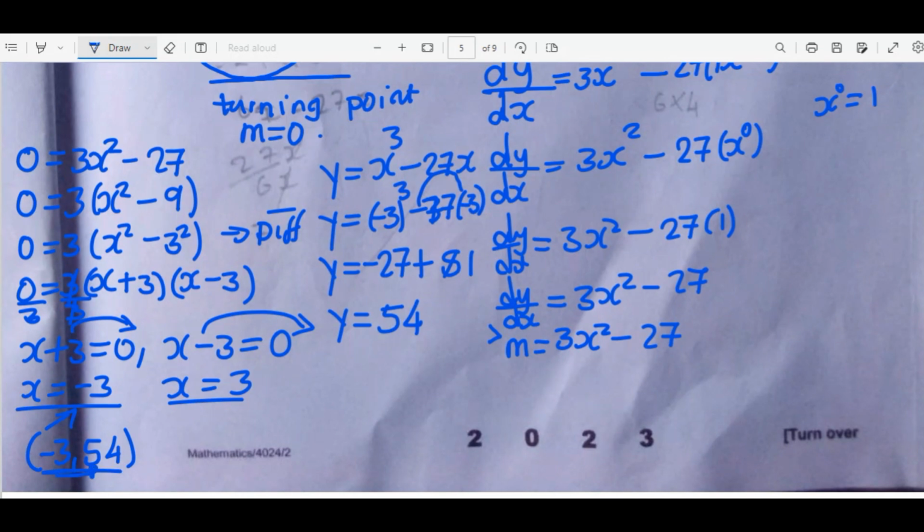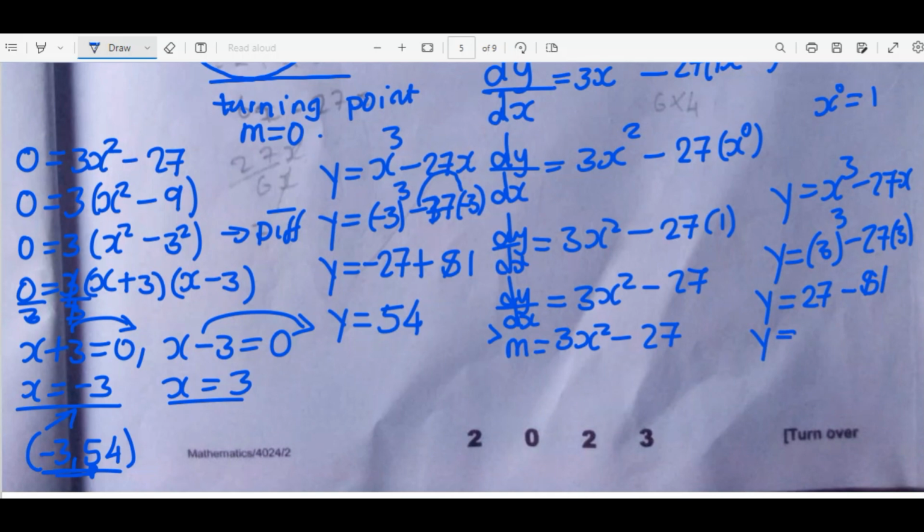Then we need to find the second one. For the second one, we use y is equal to x cubed minus 27x. This time, where there is x, we substitute positive 3. So 3 cubed is 27, minus 27 times 3 is 81. Then the difference between these two numbers is negative 54. So the other is 3, negative 54. So these are the two turning points that we have.